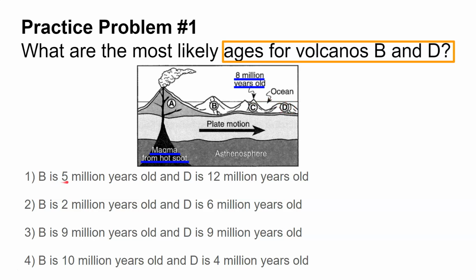Choice number 1 says B is 5 million years old. That's between 0 and 8. And D is 12 million years old, which is older than 8 million. Choice 1 is the correct answer. As you move farther away from the hotspot, the volcanoes will get older and older and older.